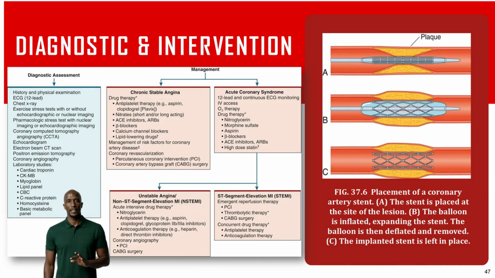Coronary artery stenting involves placing a stent at the lesion site. A balloon is inflated to expand the stent, which is then left in place after the balloon is deflated and removed. This procedure helps maintain artery patency, crucial for preventing myocardial infarction and improving blood flow.